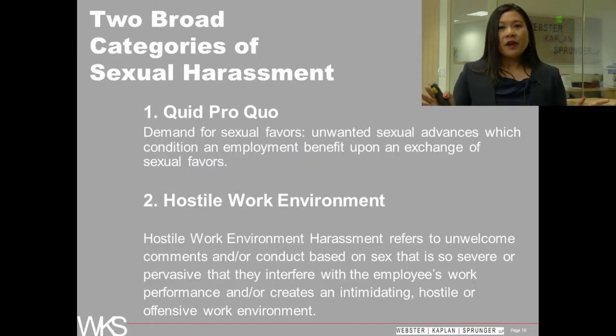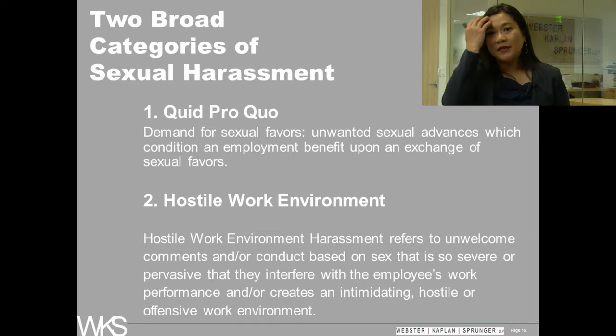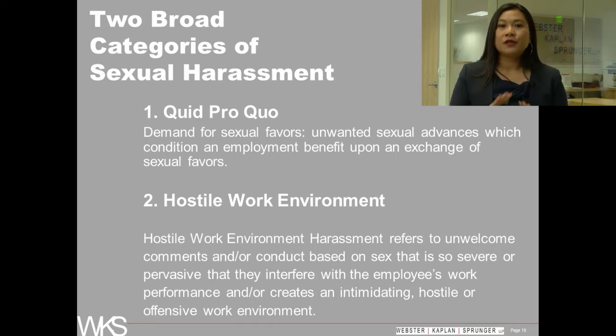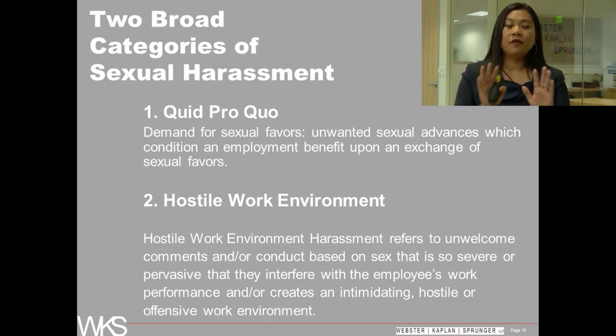So, I've thrown out some words like hostile work environment and wanted to highlight what exactly that means. So hostile work environment and quid pro quo are two general categories of sexual harassment, okay? So this is what their definitions are. First, let's talk about quid pro quo. So quid pro quo is a demand for sexual favors. It's an unwanted sexual advance which conditions an employment benefit upon exchange of sexual favors.